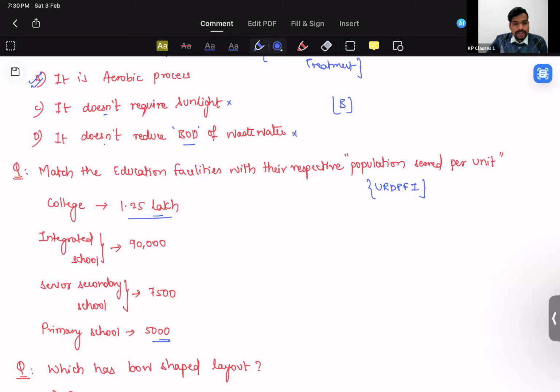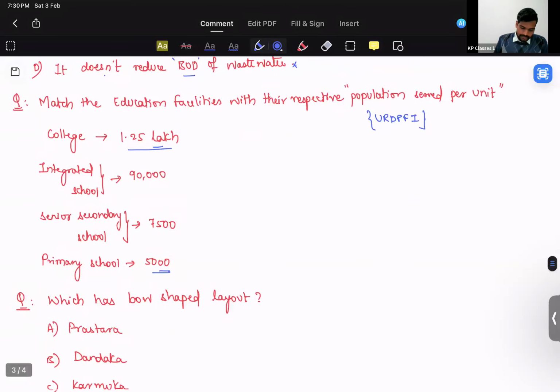Senior secondary school, it is 7,500, and for primary school, it is 5,000. That's about the population served for different educational facilities.